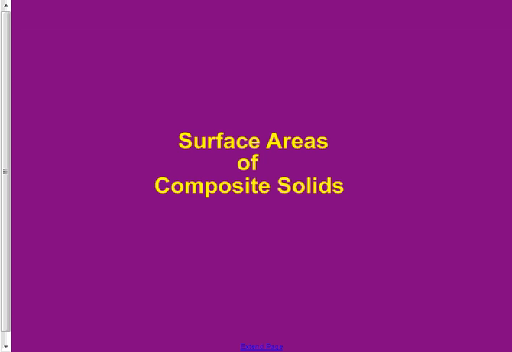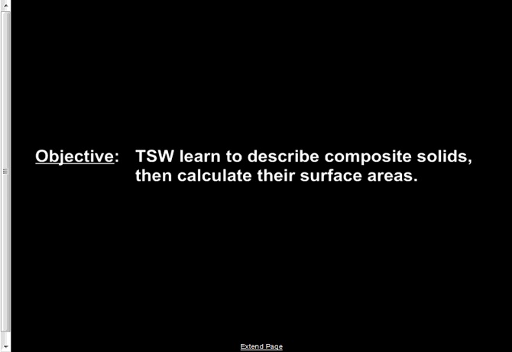Hello geometry students. Today we're going to be continuing our discussion of composite solids by taking a look at the surface areas. So please copy down the title as well as the objective. And our objective for the day will be to learn to describe composite solids, then calculate their surface areas.